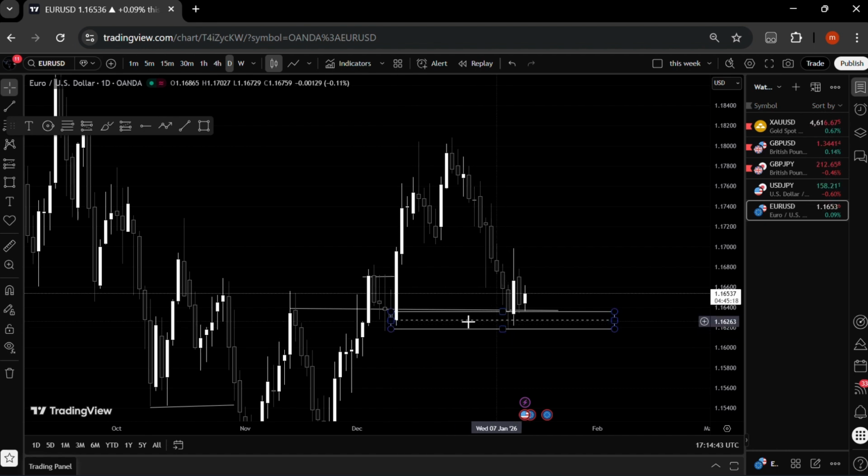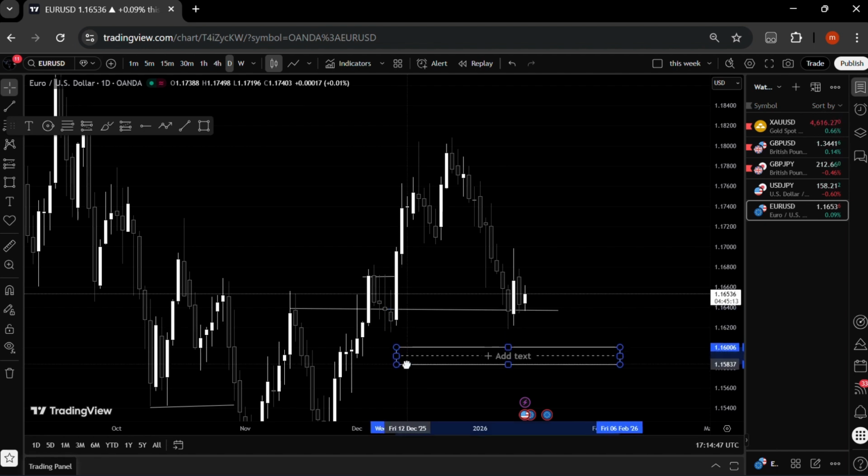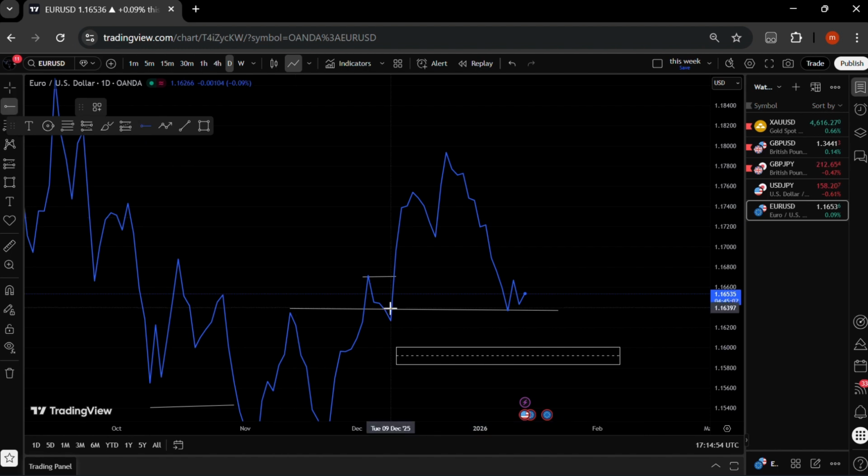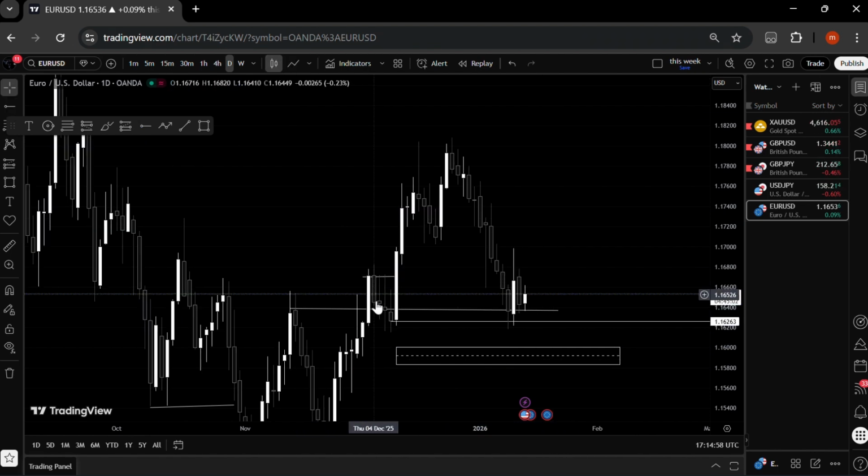We wait for the rejection. Price rejected off this V-shaped key level right here, right? If you need more proof, you see this. This is a V-shaped key level, right? Let's draw the line. You see that price rejected off that V-shaped key level right there. So, V-shaped key level rejected.